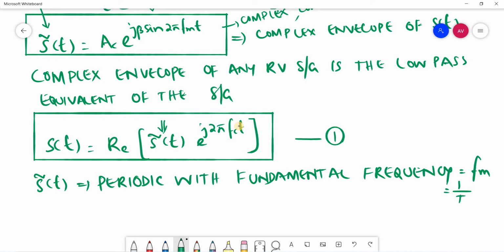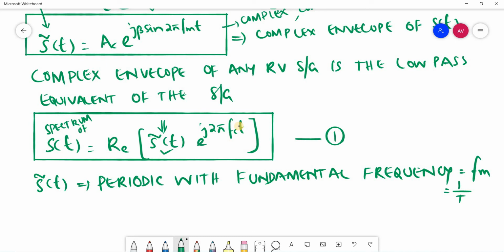Now we need to obtain the Fourier transform or spectrum of s of t. But instead of obtaining the spectrum of s of t, we'll obtain the spectrum of s tilde of t, that is the complex envelope or complex low pass equivalent of s of t.